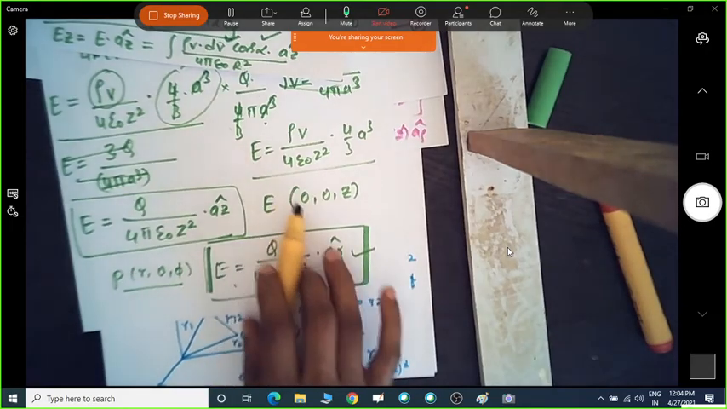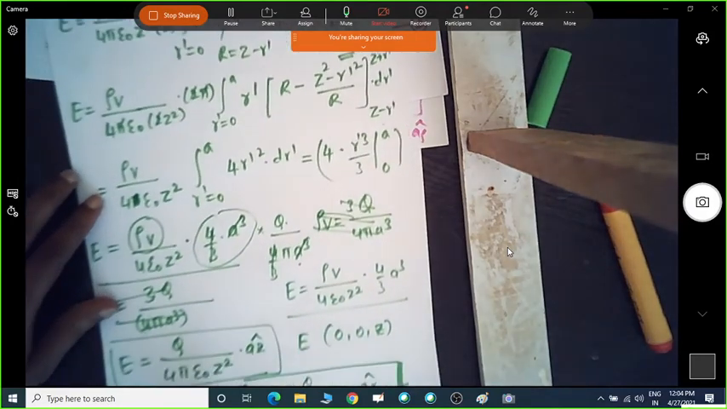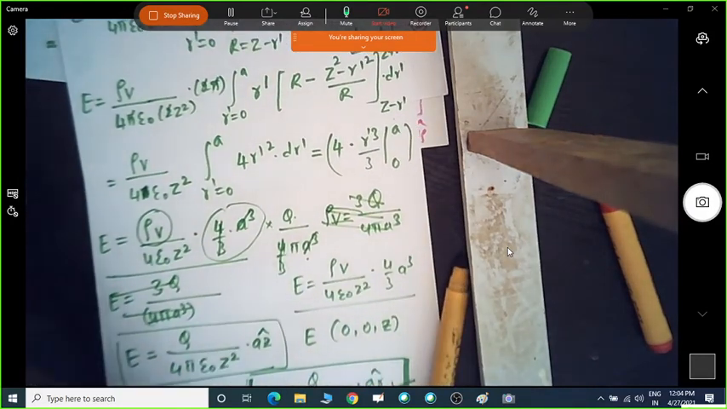Is there any doubt? Here you have to take care while doing the integration evaluation. Any doubt in this?